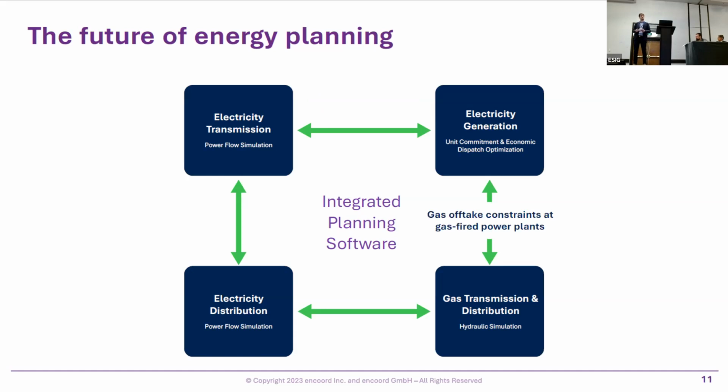Electricity planners are going to be able, with an integrated planning software, to quantify, assess, and prepare for potential gas offtake constraints at gas-fired power plants by iterating between production cost models and gas hydraulic simulations. This is becoming more relevant as we see the more frequent occurrence of extreme cold events like Storm Elliott last December, or the famous unfortunate storm that caused loss of life in February 2021 in Texas.